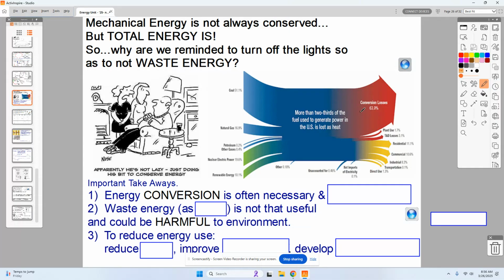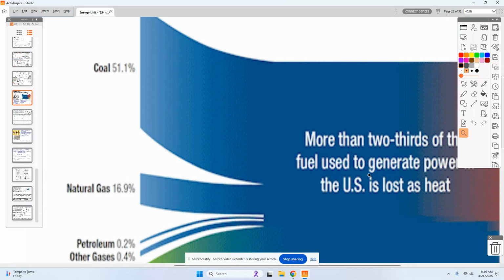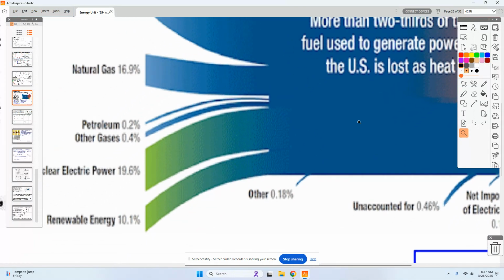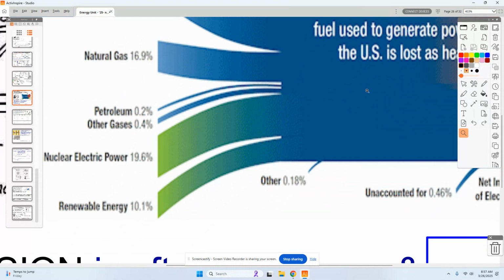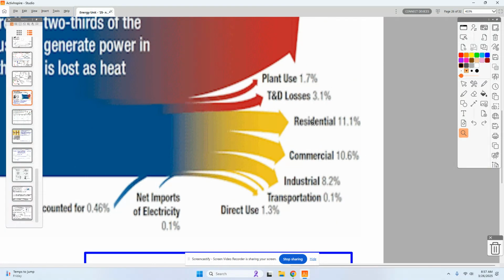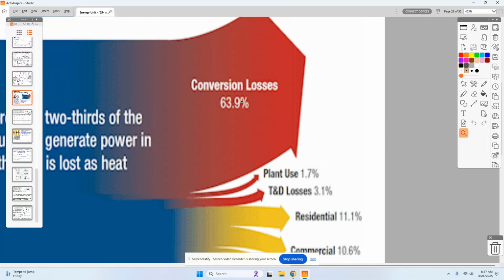When she says turn off the lights, that's because not all forms of energy are created equal. The left-hand side here represents the energy inputs, and again, we started this unit by talking about where we derive our energy from: coal, natural gas, petroleum, wind power, nuclear energy, and so forth. Those are all of our energy inputs. Our energy outputs are the things that we use to do things, right? Our residential, commercial, industrial, and so forth. Well, there's a lot of energy that's just lost. And so conversion losses is that heat byproduct, if you will.